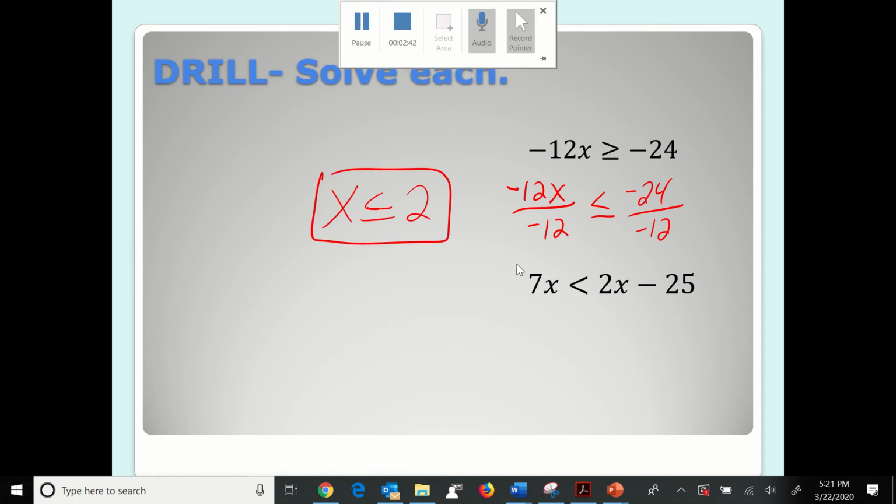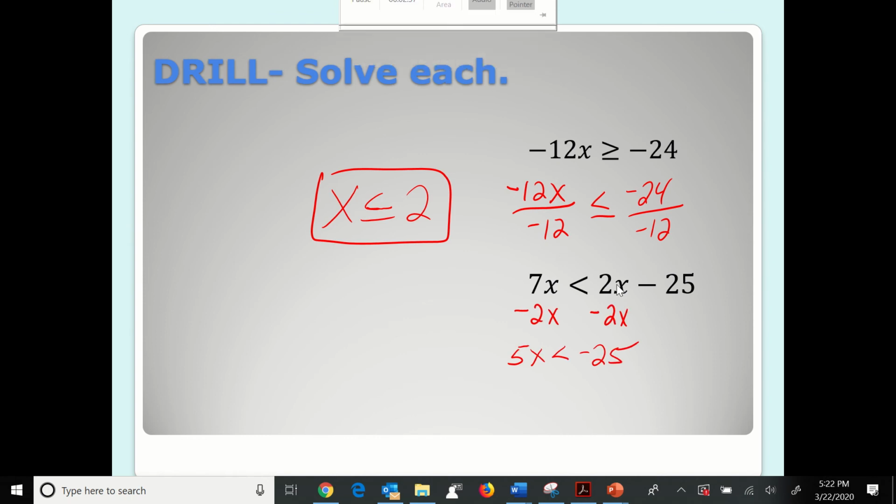Looking at our second problem, we want to get all the variables on one side, all the constants on the other. I've got a variable on the left, I've got a variable on the right, constant on the right as well. So I'm going to move this variable from the right side over to the left and away from the constant. I'm going to do that by subtracting 2x from both sides. Well, we subtract 2x from both sides. 2x minus 2x is 0. 7x minus 2x is 5x. So we're left with 5x is less than negative 25.